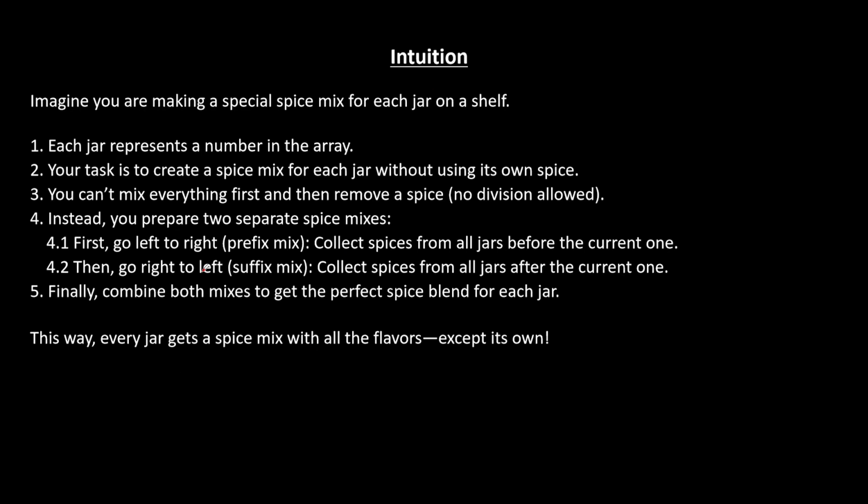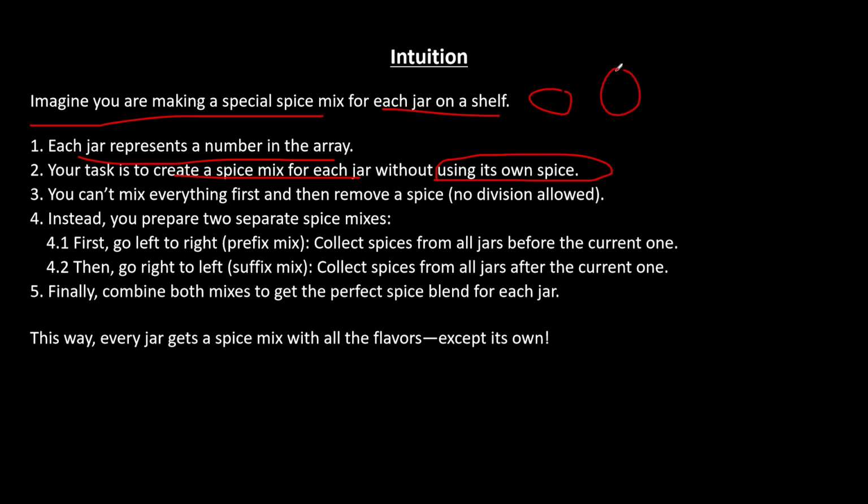To understand what the problem is asking, we should build up an intuition for the problem. So let us imagine we are making a special spice mix for each jar on a shelf. Each jar represents a number in the array, and your task is to create a spice mix for each jar without using its own spice. You have multiple jars here and you are asked to create a mix, and you cannot use the spice of this jar. So you can't mix everything first and remove the spice, because division is not allowed.